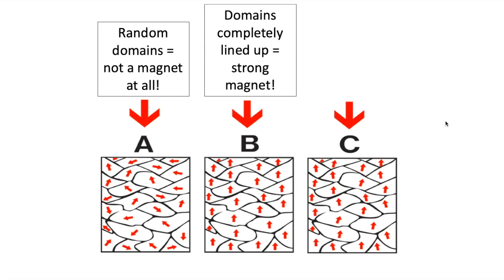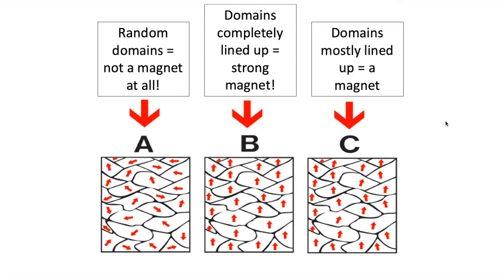Look at C. Do you think that's a magnet? It sure is. So they're mostly lined up, mostly pointed in the same direction. But do you think letter C is going to be quite as strong of a magnet as B? No, probably not. Because in B, all of the little domains are perfectly lined up. That's going to be a strong magnet. If you look at C, the domains are not quite as lined up. That's going to be a weaker magnet.